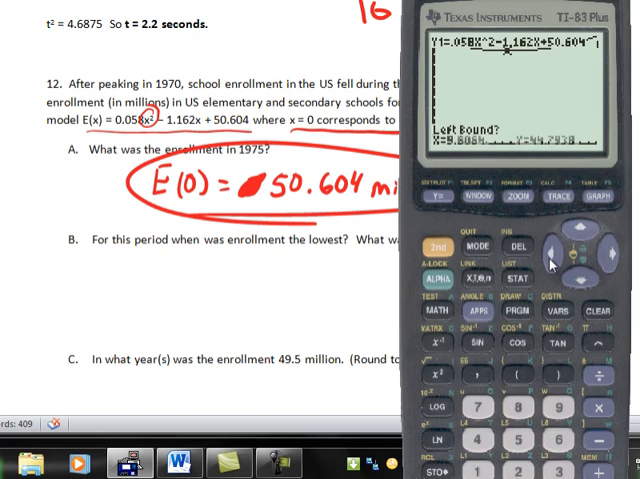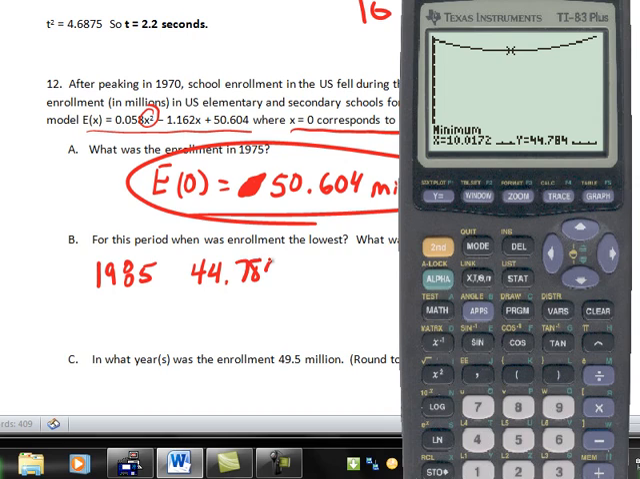It's going to ask you 3 questions. Left bound, so just get anywhere to the left of the minimum. Make sure I'm up on one of those rises there and press enter, and then get anywhere to the right. That looks good. Press enter and then press enter again. And there we are. The minimum happens at x equals 10. So 10 years after 1975 would be 1985. And this is when we had about 44.784 million students. So there's the first part.